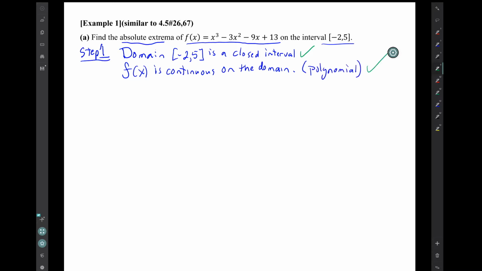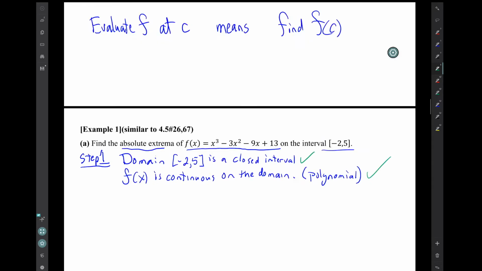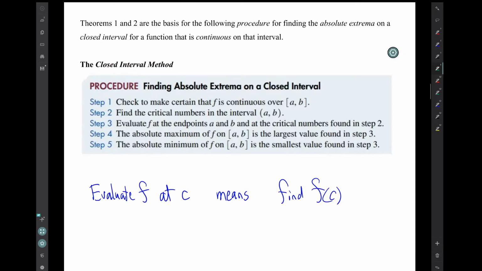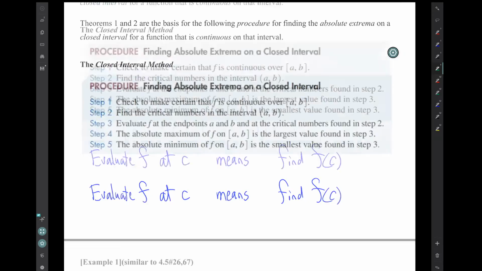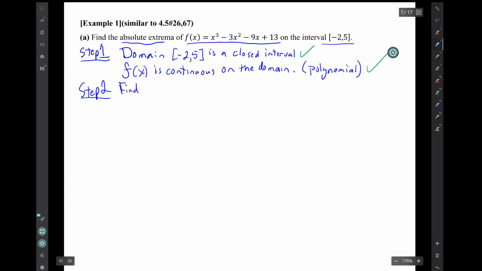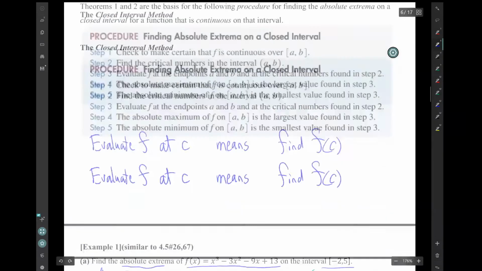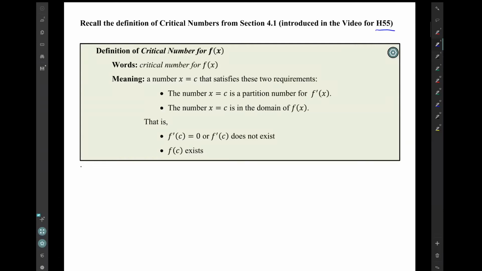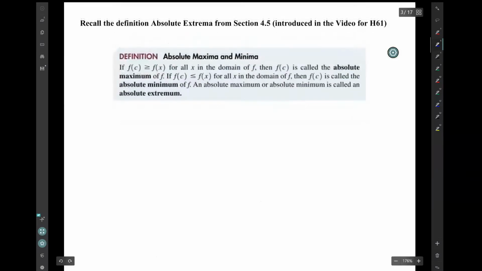So we note that the domain is a closed interval, and we note that the function is continuous on the domain, and we say why. We know that it's continuous because it's a polynomial. All right, step 2, we find the critical numbers in the interval. Now remember what the critical numbers are. A critical number is an x value where f prime is 0 or f prime does not exist, and where f of x does exist.